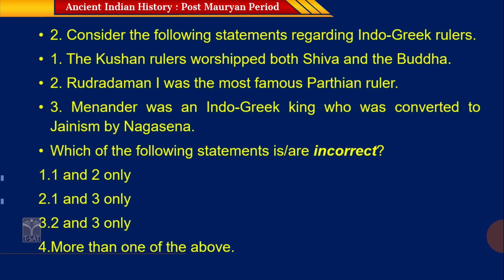Now the second question. Consider the following statements regarding Indo-Greek rulers. Kushana rulers worshipped both Shiva and Buddha. Rudradaman I was the most famous Parthian ruler. Menander was an Indo-Greek king who was converted to Jainism by Nagasena. Which of the following statements is or are incorrect? The question is clearly asking you incorrect. Always, I emphasize multiple times, when you're reading MCQs, do focus on the correct, incorrect requirements. 1 and 2 only, 1 and 3 only, 2 and 3 only, more than one of the above.